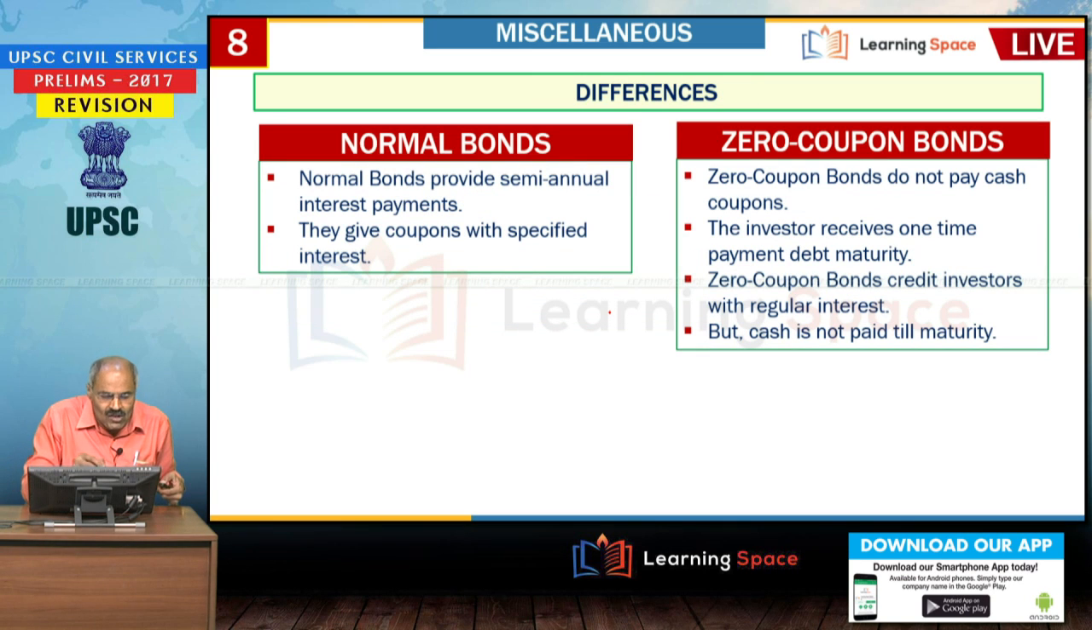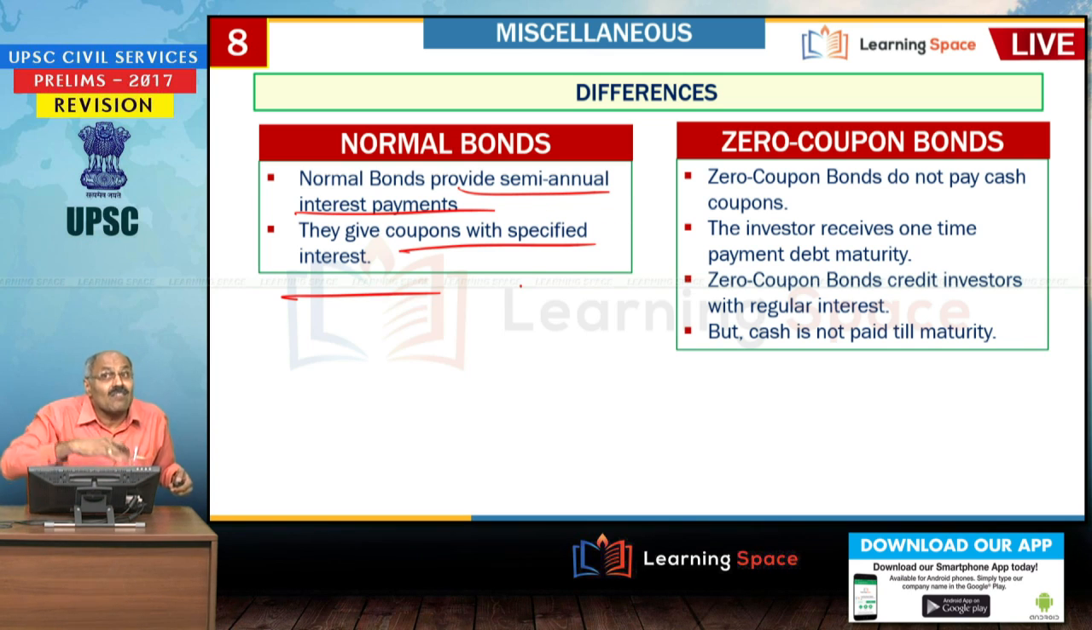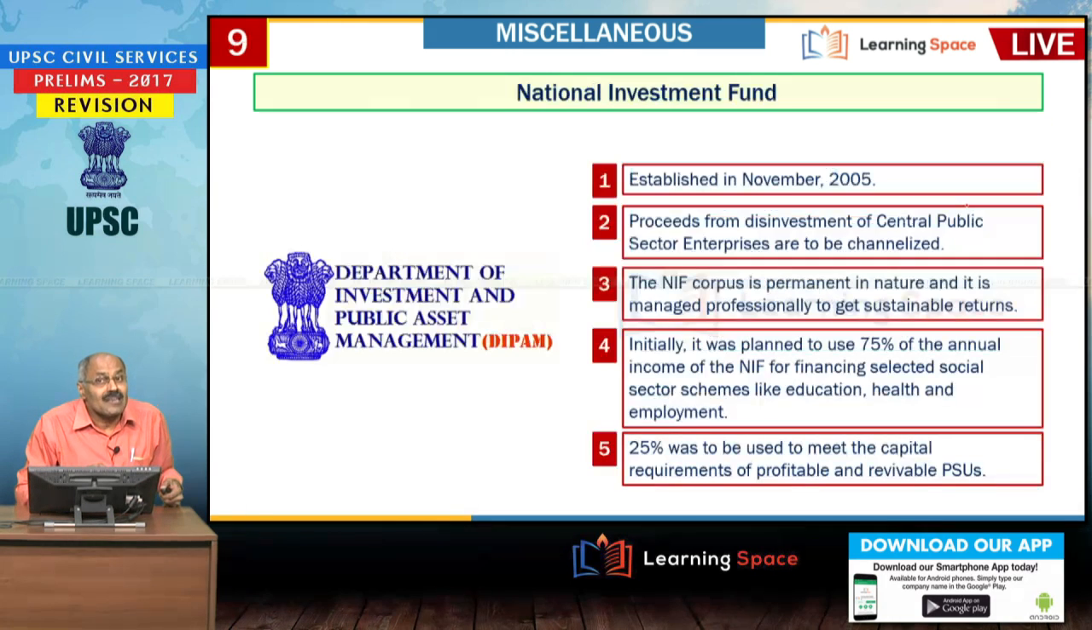So, normal bonds, you will have semi-annual interest payments, which is known as a coupon rate. So, that is why they are called, they are giving coupons, that is why interest is called coupon rate. In normal bonds I am talking about. So, they will give coupons with a specified interest, whereas zero coupon bonds do not pay cash coupons, right friends.